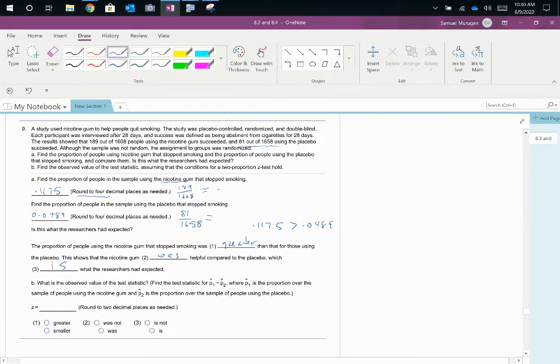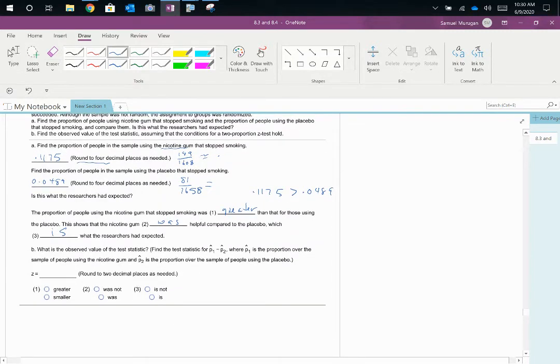Okay. Now we have to go ahead and compute the Z statistic. Find the test statistic for P1 minus P2, where P1 is the proportion of the sample of people using the nicotine gum, and P2 is the proportion of the sample using the placebo. Okay. So we're going to go to StatCrunch with this. Let me write my numbers down so I don't forget them. 189 over 1608 and 81 over 1658.